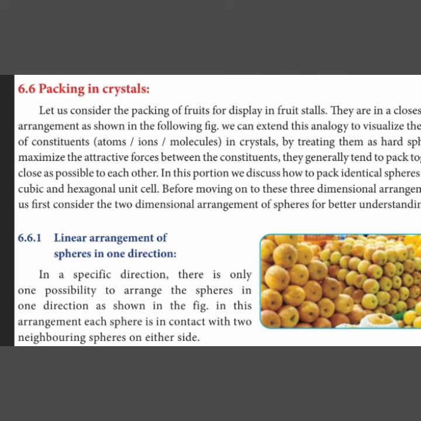In this paragraph, there are only two points. This is the first point: in a specific direction, there is only one possibility to arrange the spheres in one direction. And the second point: while arranging, each sphere is in contact with two neighboring spheres. If you take any one sphere, it can touch two atoms, molecules or ions, one on each side. Likewise, if it is arranged, this is called a linear arrangement of spheres in one dimension.